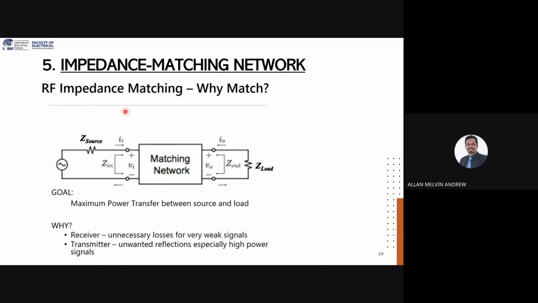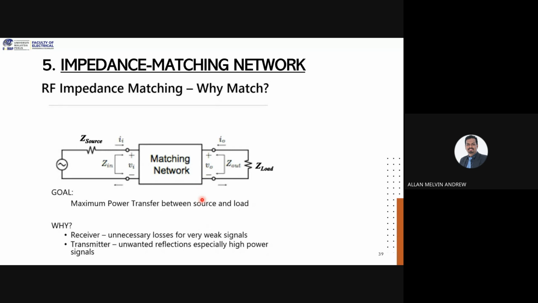So RF impedance matching. So why match? So we will look later. Okay, so why does it need some matching? What goal are we trying to achieve based on this impedance matching? So we want the maximum power transfer between source and load.